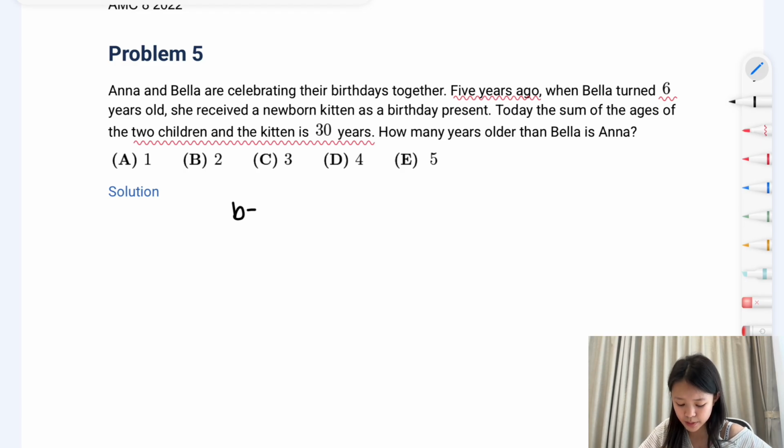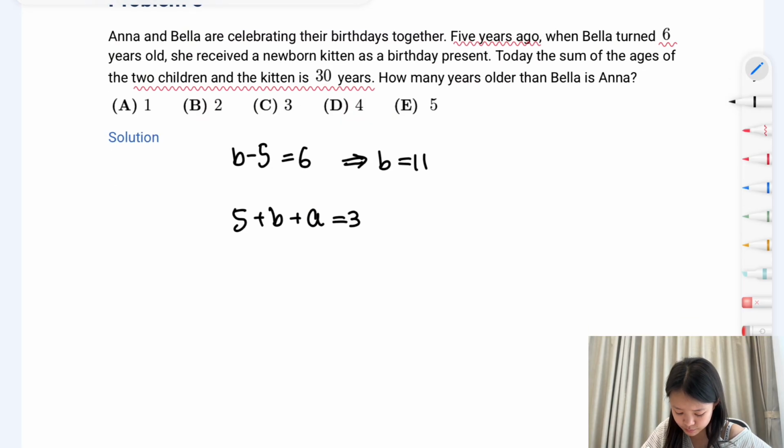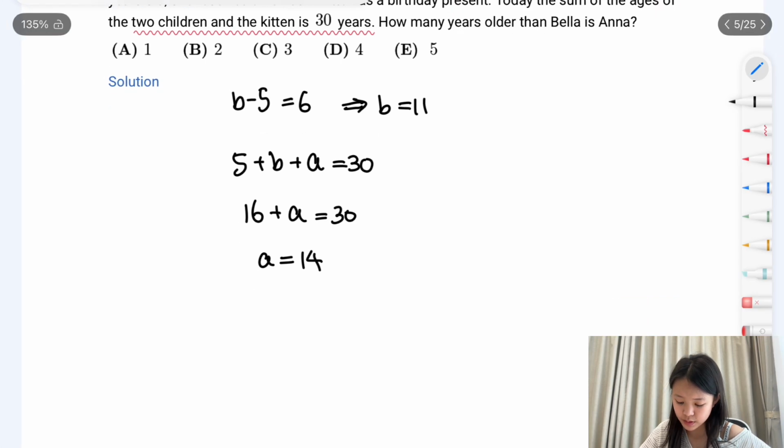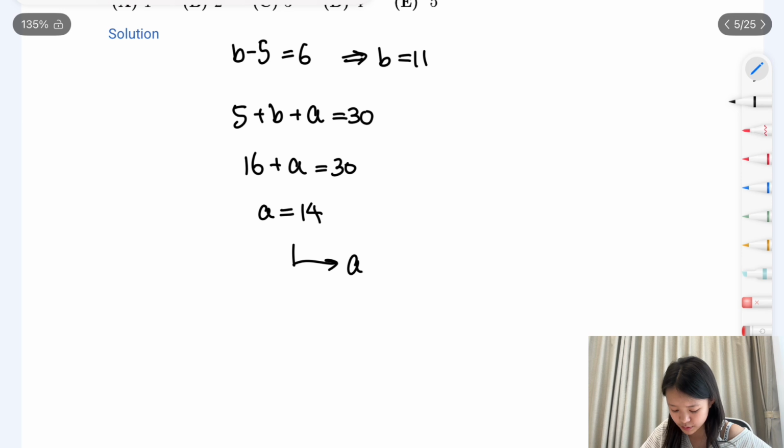That way it would mean that b minus 5, which is Bella's age 5 years ago, equals 6. And that means that Bella is currently 11 years old. And 5 plus Bella's age plus Anna's age is 30. So that is 16 plus a equals 30, and a equals 14. And so then it asks how many years older than Bella is Anna. So a minus b equals 3, and the answer is 3.